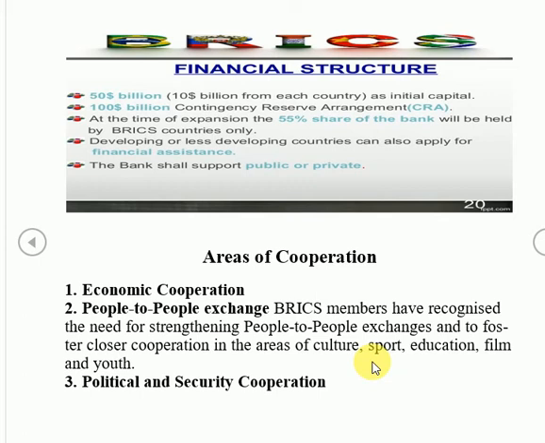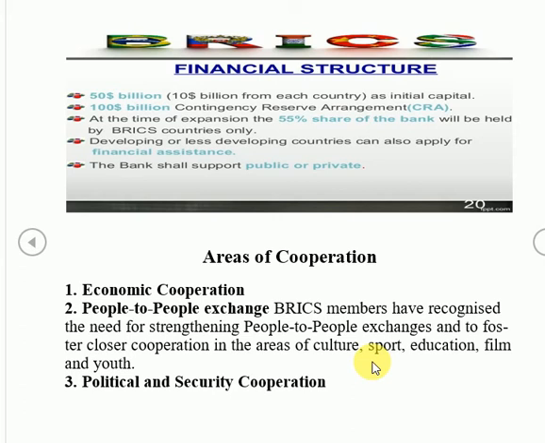So what will happen by doing this, by doing people-to-people contact or exchange, the culture will be spread from one country to another country. The ideas, the thoughts, the ideology will be shared by each country with each other, right? Also, if I talk about sports, education and the film industry, they will also be developed by sharing their ideas, their technologies, their education power and the spirit which is in the youth of the country. So this will be developed by people-to-people exchange, right?